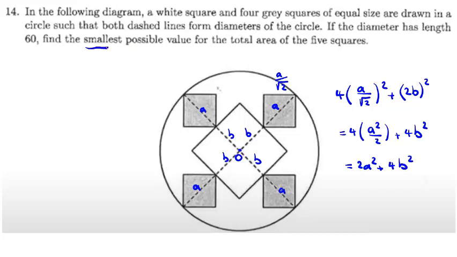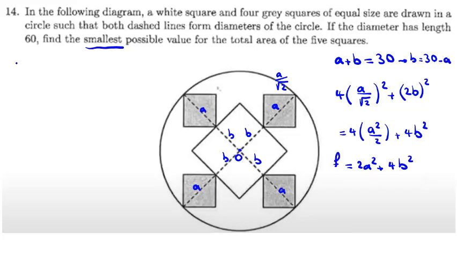We want to find the smallest possible value of this. And we know the diameter is 60. Diameter is A plus B plus B plus A. Because the diameter is 60, the radius is half of that, 30. So we can say A plus B equals the radius, equal to 30. Now here, I can say B equals 30 minus A, and I replace here.